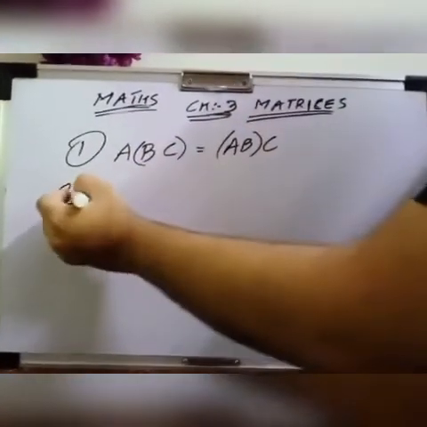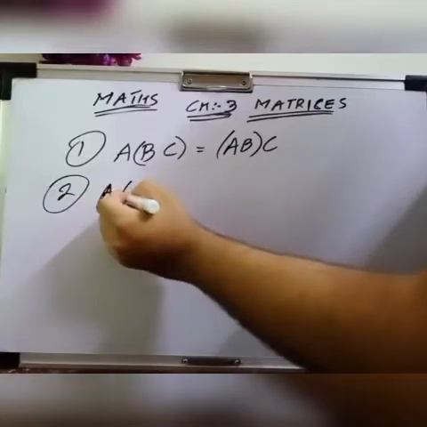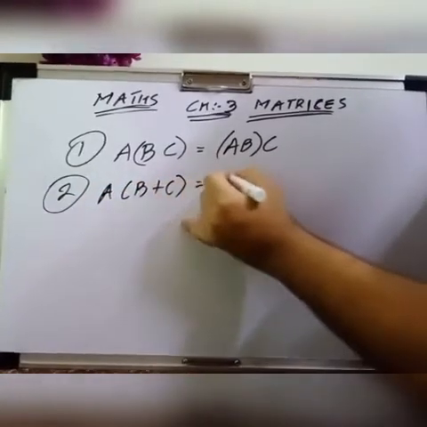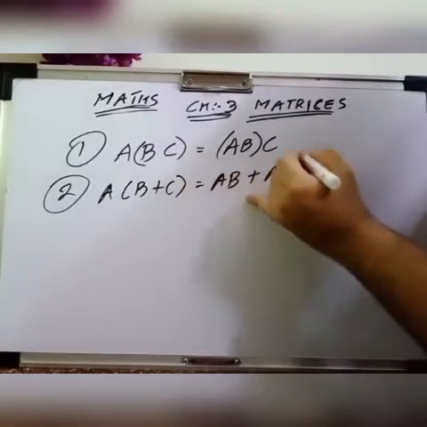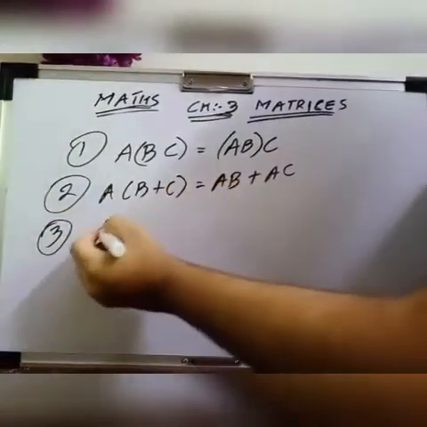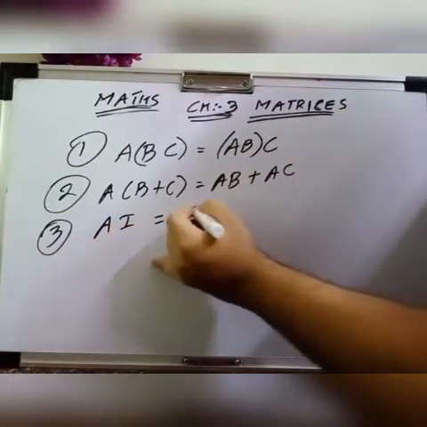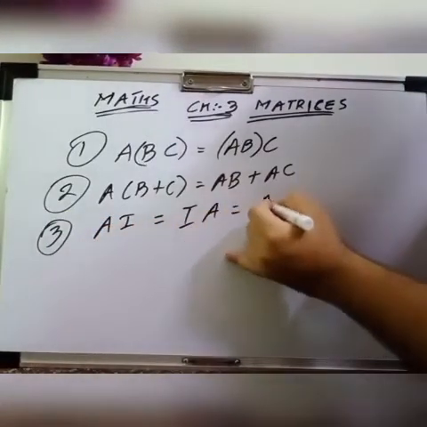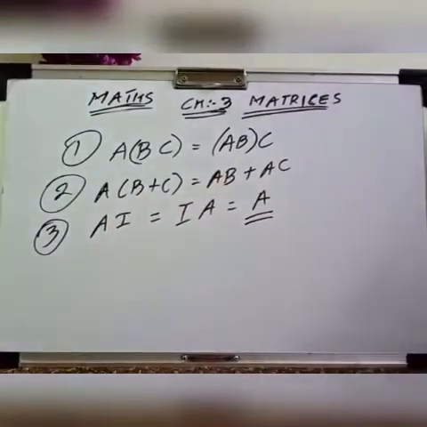You can apply the distributive property, that is A multiplied by (B plus C) will give me A multiplied by B plus A multiplied by C. And existence of identity means if you multiply A matrix with identity or identity with A, you will always have that same matrix A. So these are the three properties associated with matrix multiplication. This much knowledge is enough to start our next exercise, that is exercise 3.2.